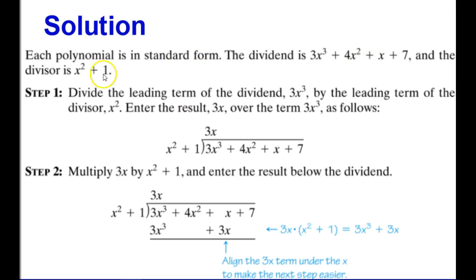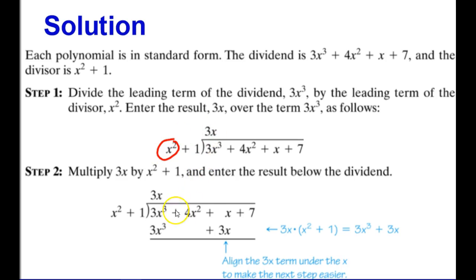So I've got my dividend and my divisor. Now I only care about this leading term, this x squared. So I look at this x squared. How many times does x squared go into 3x cubed? Well, I know that x squared times 3x will give me 3x cubed. So now this is going to be up here. Now I multiply that out and enter my results down here.